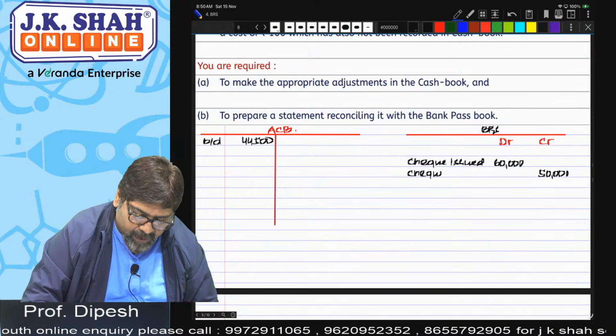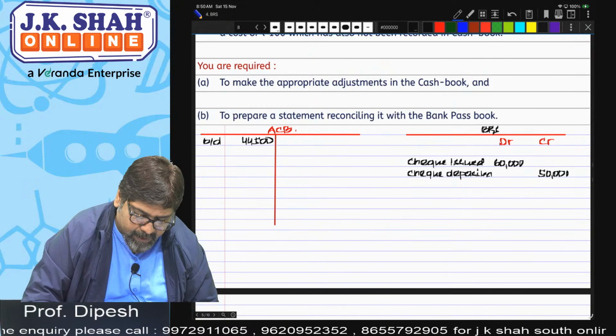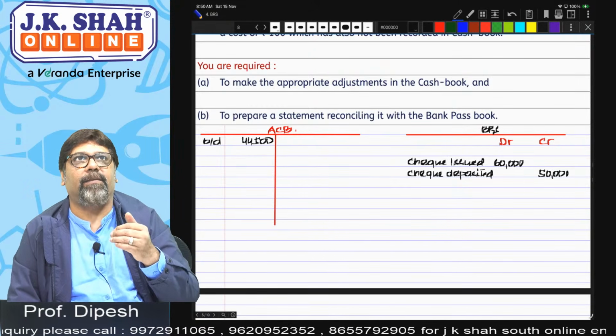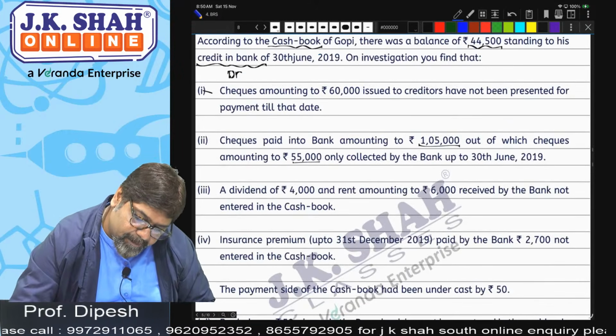Checks deposited, not collected by bank. This is receipts. Receipts will be recorded in passbook on the credit side. So this was also an error in passbook.